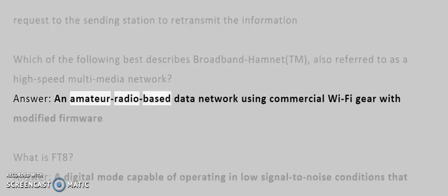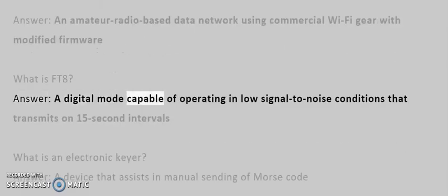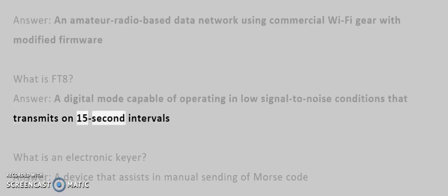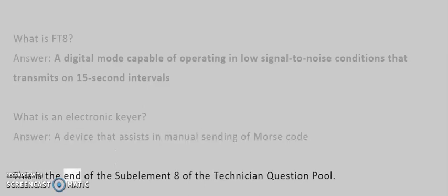Answer: an amateur radio-based data network using commercial Wi-Fi gear with modified firmware. What is FT8? Answer: a digital mode capable of operating in low signal-to-noise conditions that transmits on 15-second intervals. What is an electronic keyer? Answer: a device that assists in manual sending of Morse code. This is the end of the Subelement 8 of the Technician Question Pool.